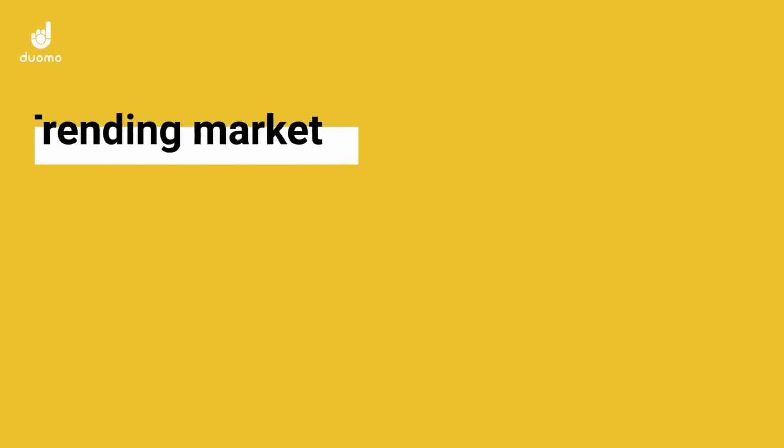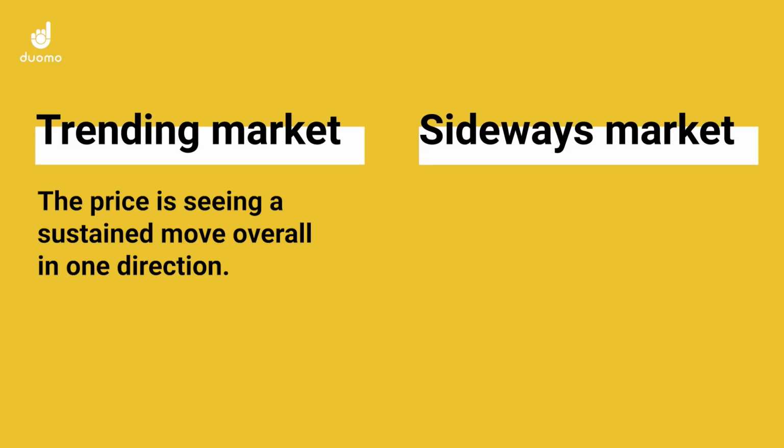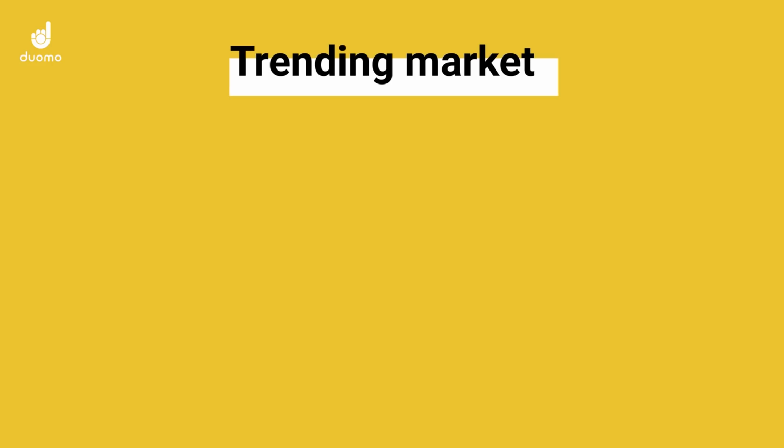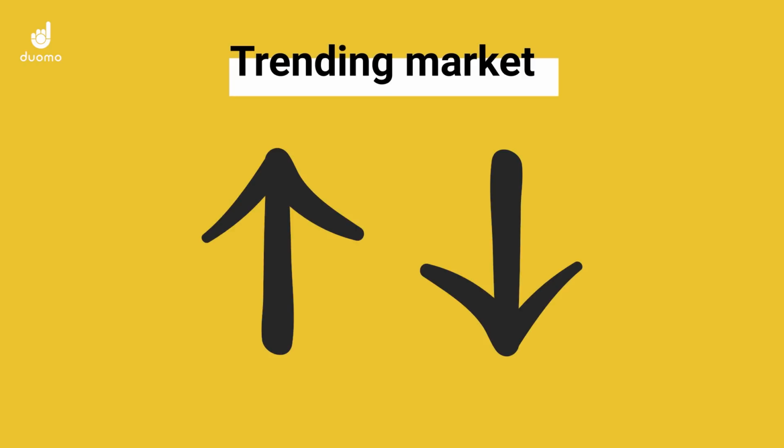There's a trending market and there's a sideways market, which you'll often hear people refer to as a range or a ranging market. So a trending market simply means that the price is moving in one particular direction. It's having a sustained move in one particular direction. And I'm sure you can probably guess, a sideways market means that it's not going in one particular direction in a sustained move. So when it comes to the trending markets, we obviously have the trend when the price is moving up, and we have the trend when the price is moving down.